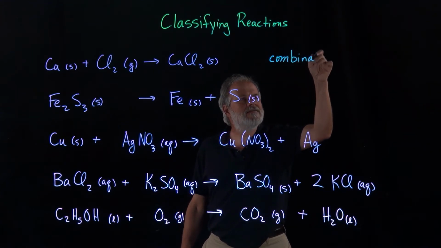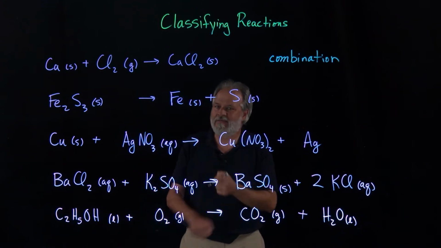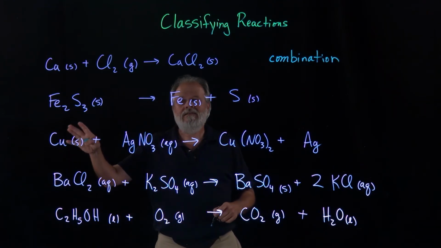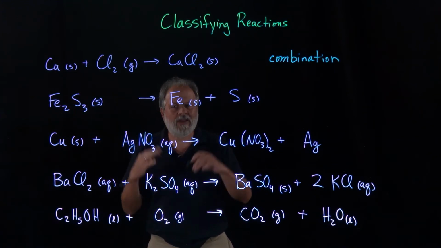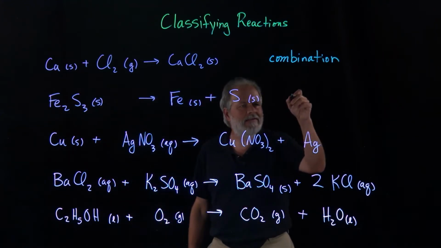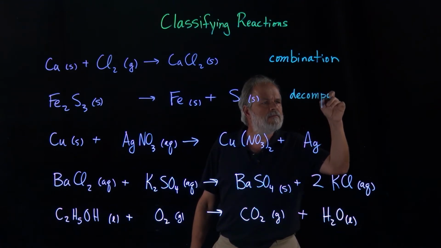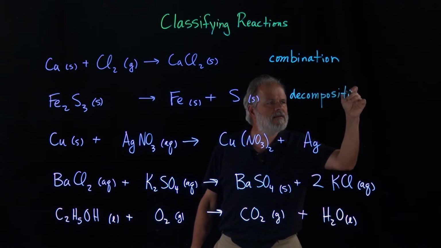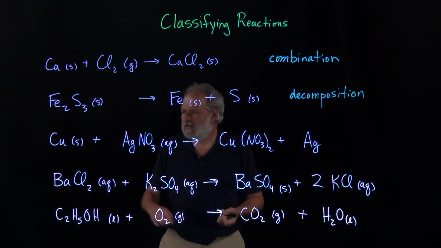It's a nice, easy type of word to remember. You combine two things to make one. The reverse process is called decomposition. So if you take a compound and break it down to its elements, it's automatically decomposition. So like decomposing, breaking into its parts, that's what decomposing bodies do.